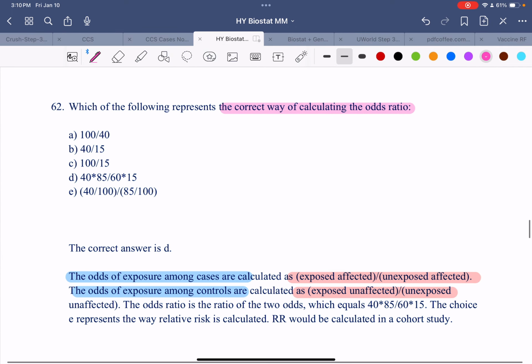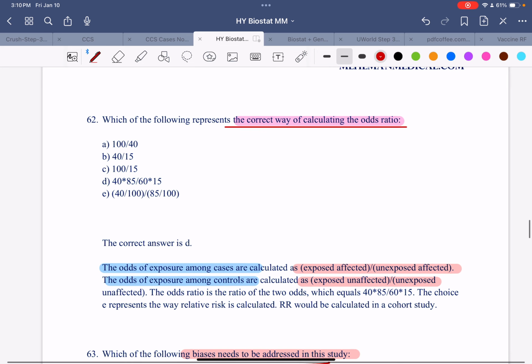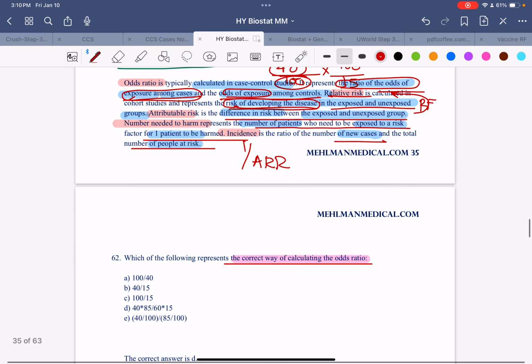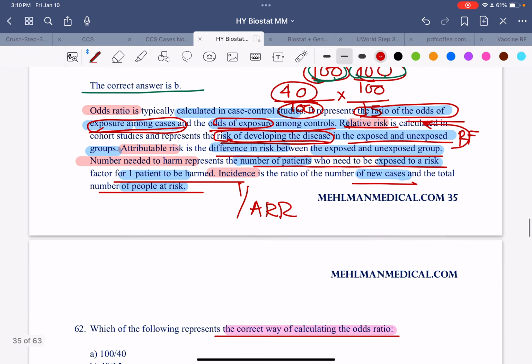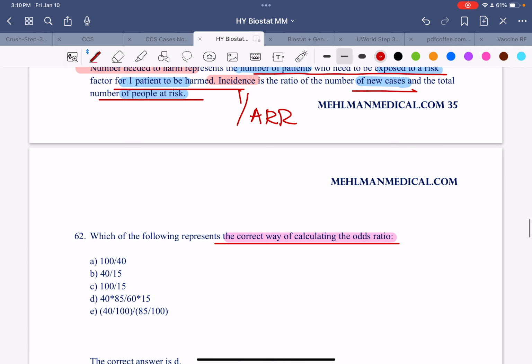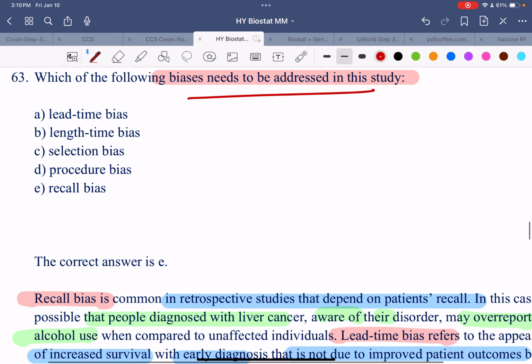Okay, question number 62. Which of the following is the correct way of calculating the odds ratio? We have already calculated the odds ratio from the previous one, and we can just go and see where we calculated it. 40 into 85, 60 into 15. Is there any value like this? 40 into 85 divided by 60 into 15. So the correct answer is D. We have already calculated odds ratio.